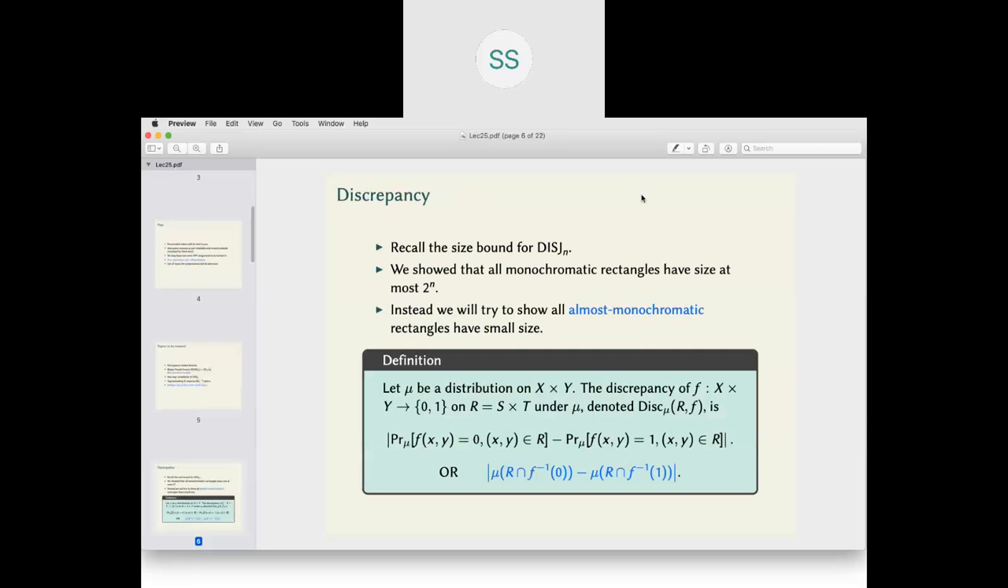Okay, so discrepancy, we briefly saw it last class. The idea is, remember we had a size bound for disjointness.